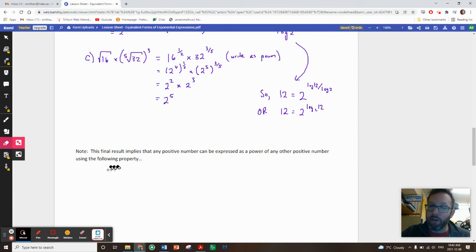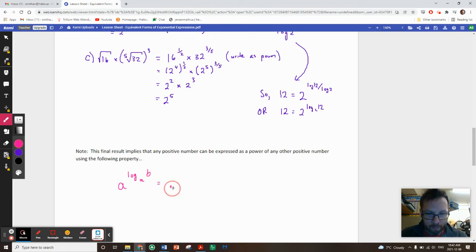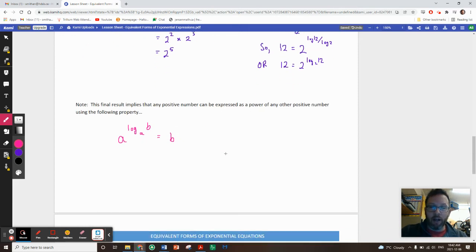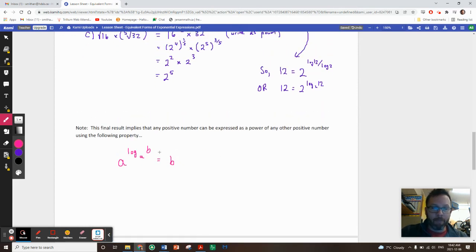But this actually illustrates a very interesting property. And it's this: if you have some base A to the power of log base A of B, this is equal to B. That's a really useful property that you might make use of. I know I make use of it when I teach the calculus course here.